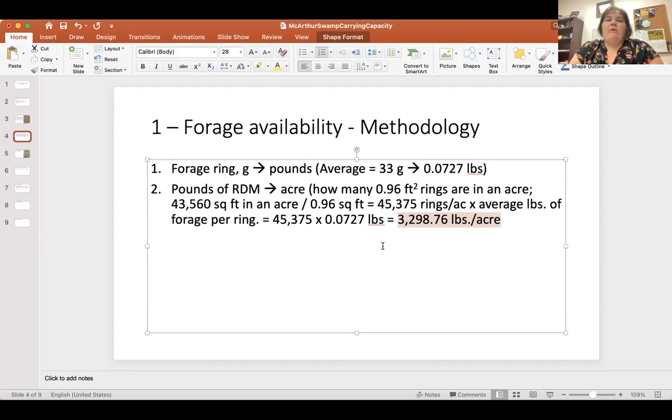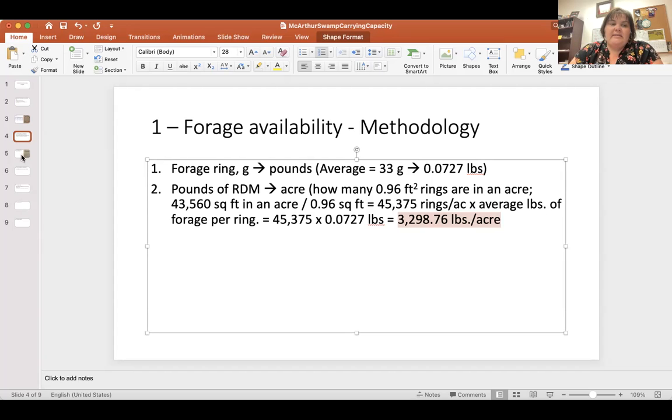All right, so our next step, we aren't done yet with forage availability, right? So we figured out how much forage is left per acre. And to put this in an applicable mindset, these measures that Julie took in grams were actually at the end of the season. So she took them in October after grazing had already taken place in the pastures. And so there's still 3,298.76 pounds of dry matter per acre left in these pastures.